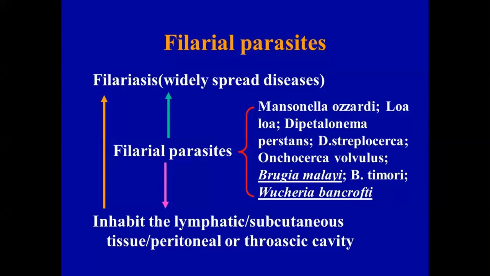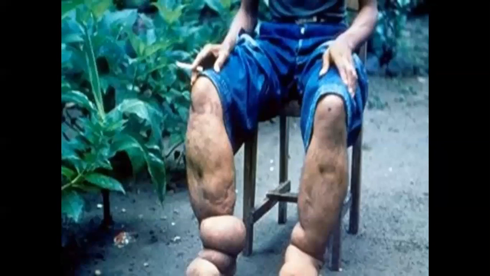Now, what are the organisms which cause this? One is Mansonella ozzardi, Loa loa, Dipetalonema perstans, Onchocerca volvulus, Brugia malayi, because this is most common in Malaysia and Timor. The main organism which you're going to get is Wuchereria bancrofti. It inhabits the lymphatic system, subcutaneous tissue, peritoneum, or thoracic cavity. Now, this is the main picture where you get a patient of filariasis. You can see the leg, it's much swollen.